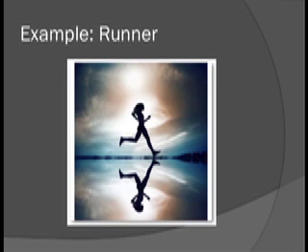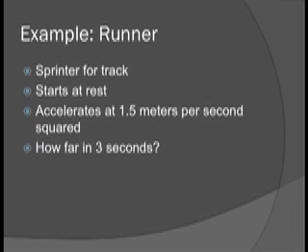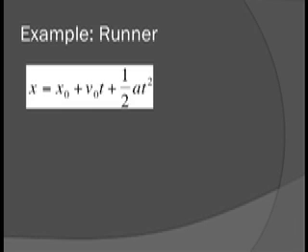The first example we're going to use is a runner just moving in one direction in a straight line. Let's assume the woman in the picture before is a sprinter training for her track program. She starts at rest and then accelerates at 1.5 meters per second squared. That's 1.5 meters per second, every second. So every second she is speeding up another 1.5 meters per second. What we'd like to answer is how far does she travel in 3 seconds?